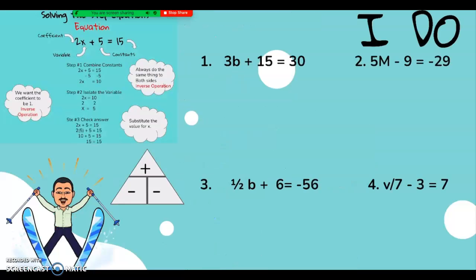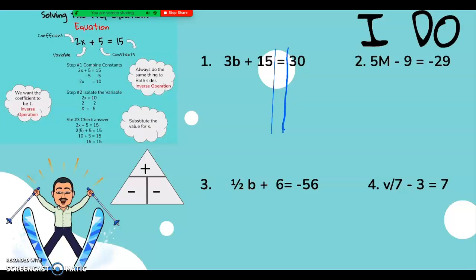Now, as I walk through the I do, I'll need you to make sure that you have your pencil and paper out and you're taking notes as I'm walking you through it, okay? Again, the first problem that I have on here is 3b plus 15 is equal to 30. I'm going to draw my line to separate the left side from the right side.